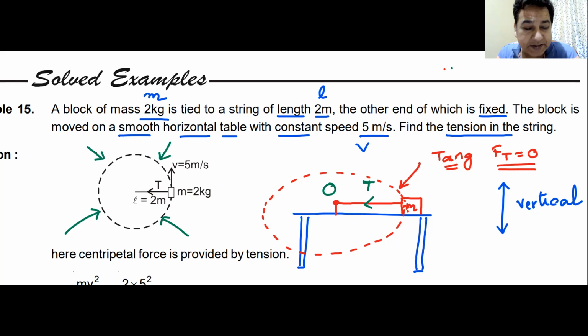Do we understand this? How I have drawn the diagram? What are the forces acting here? There is no force in the tangential direction because there is no friction. Nothing acts in the tangential direction. The only force that is acting in the centripetal direction is your tension force. Do we all understand this?